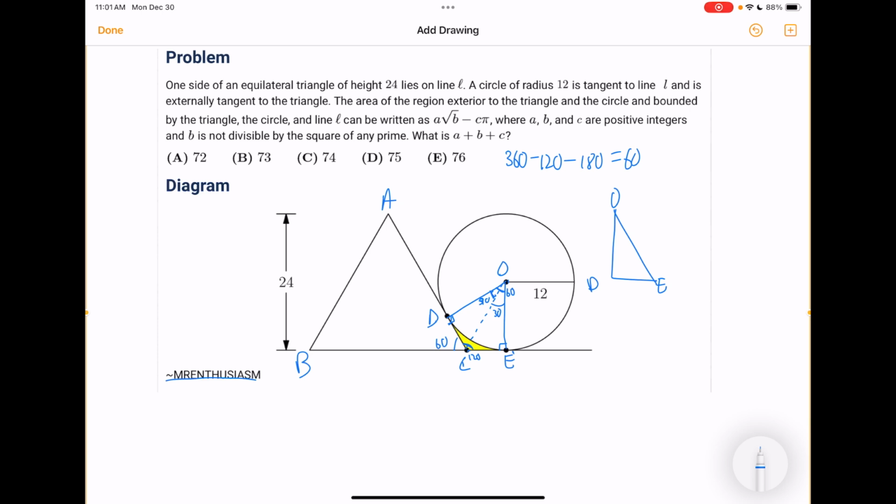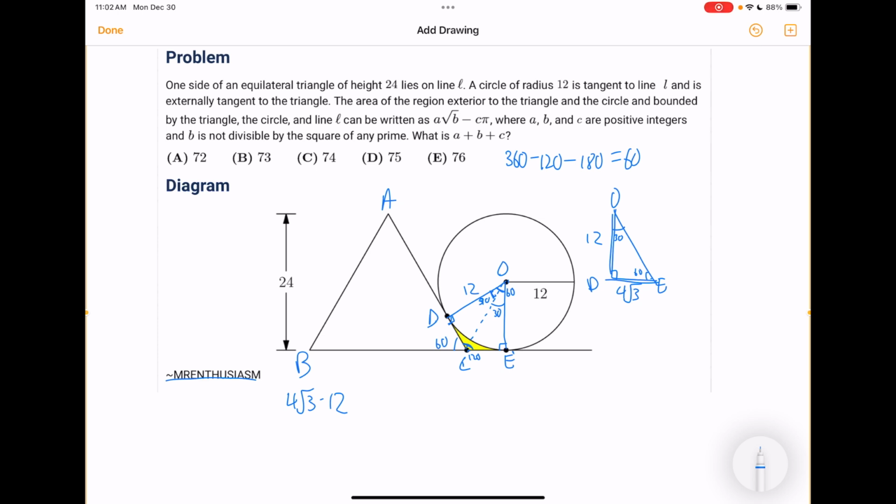Okay, so we can find the area of one triangle and then multiply by 2 to get the combined area. We know that OD is the radius, so that's 12. Utilizing the 30-60-90 triangle rules, we get that DE is 4 times square root of 3. We simply divided 12 by the square root of 3. Now we have the base, which is 4 times square root of 3, and the height, which is 12. So 4 times the square root of 3 times 12 divided by 2 is the area of one triangle.